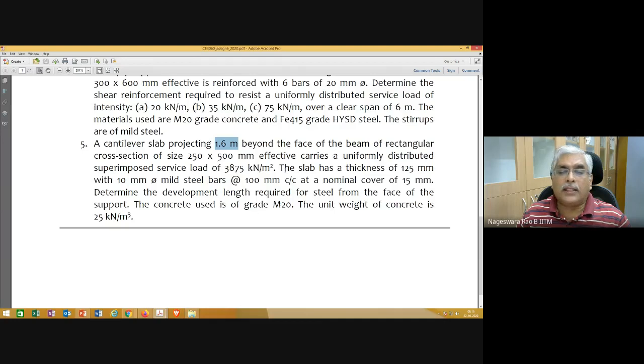Okay, the slab has thickness of 125 mm with 10 mm diameter mild steel bars at 100 mm center to center spacing. And anyway, this is the description of the slab reinforcement, and determine the development length required for the steel from the face of the support.